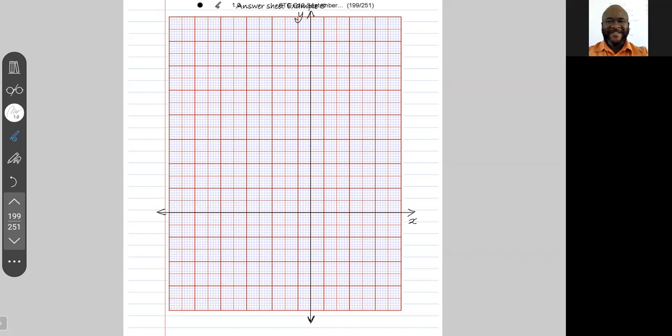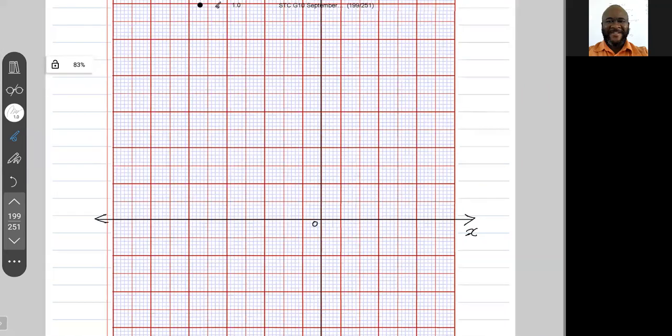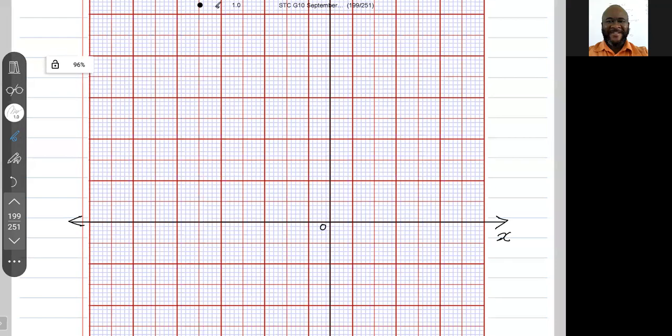Stay with me. The next thing we need to do is label our axes. Where the two axes meet is the origin. The scale on the x-axis is 2 centimeters to 1 unit. Remember, on your x-axis you must be able to go to 3 to the right. So every 2 centimeters, the number goes up by 1. 1 centimeter, 2 centimeter, 1. 1 centimeter, 2 centimeter, 2. 1 centimeter, 2 centimeter, 3.